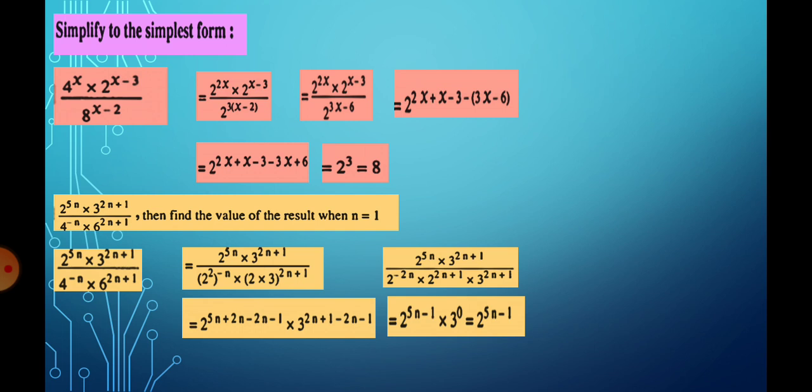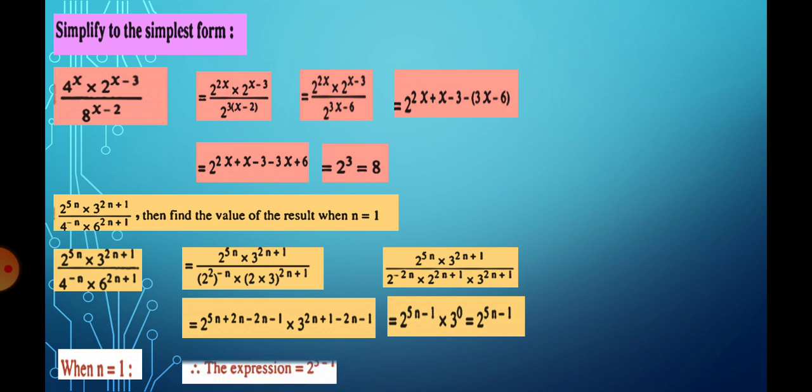Now we find the numerical value at n equals 1. It will be 2 to the power 5 times 1, which is 5, minus 1, equals 2 to the power 4. 2 to the power 4 equals 16.